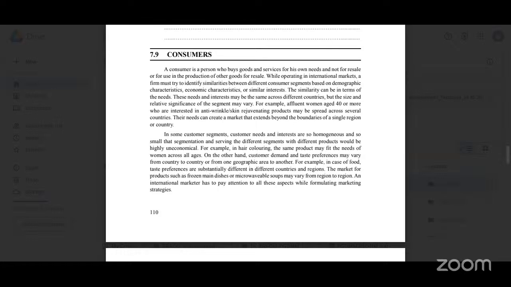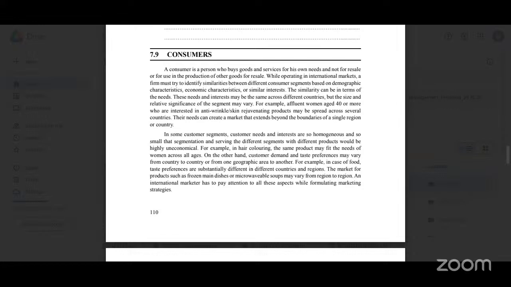A consumer is one who buys the goods or services for satisfying their own needs or wants. Neither are they selling it to another market, nor are they buying this product for use in the production of some other goods for further resale. So, while operating in international markets, a firm must be able to identify similarities between different consumer segments based on demographic characteristics, economic characteristics, or similar interests.